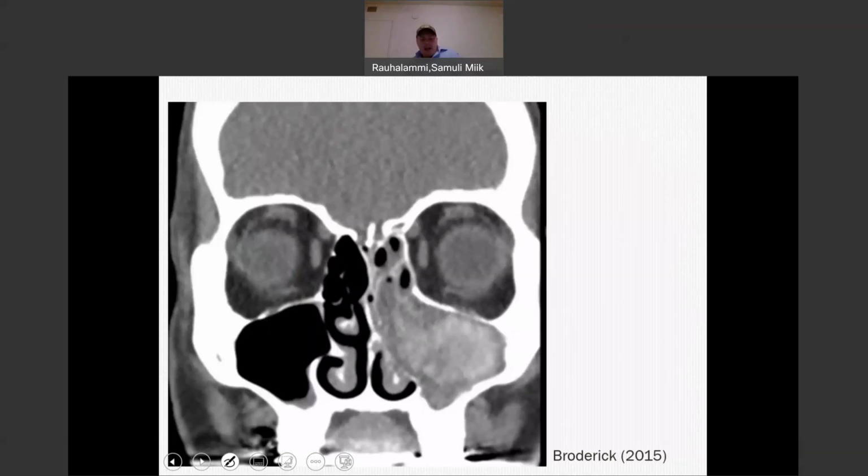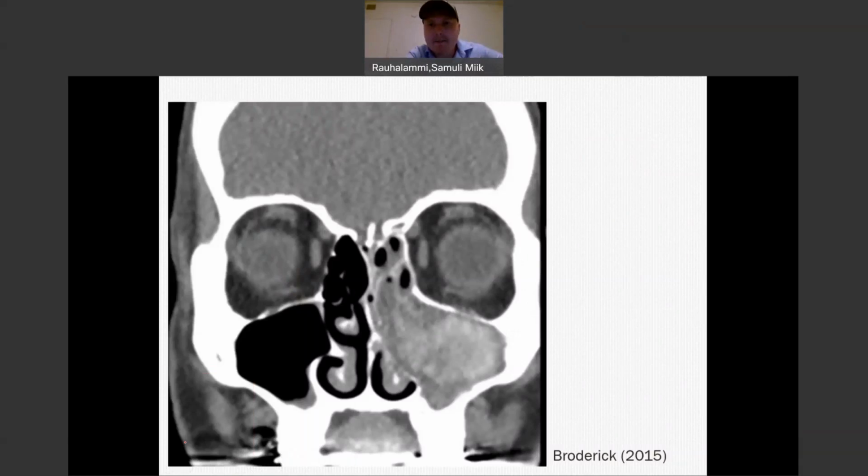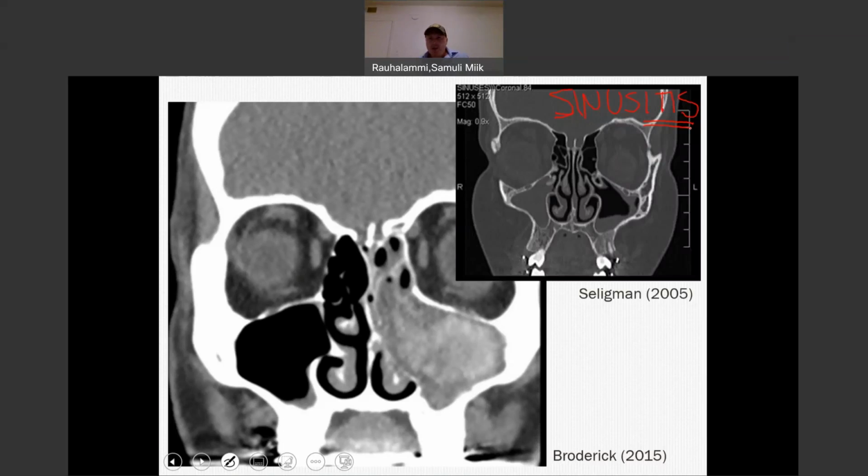Here we have a really nice CT picture, and what we're seeing here is a case of sinusitis. You might remember from medical terminology, itis is an inflammation of something, and here we're seeing an inflammation of one of the paranasal sinuses. I think that this one especially shows a complete opacification of the right maxillary sinus.